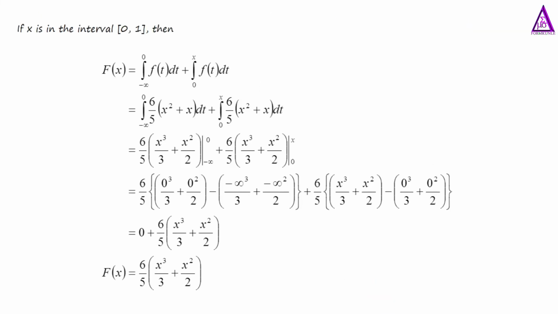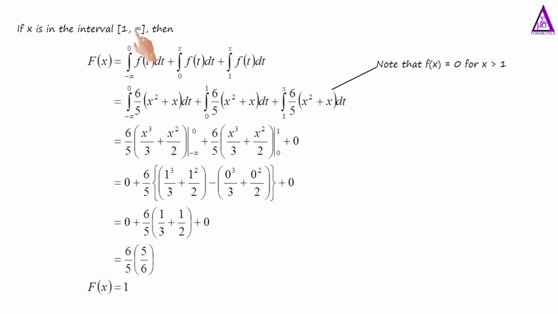To calculate for when x is in the range of 0 to 1, we write our formula as this first equation. So we put our probability density function into the appropriate place. We obtain this. And when we integrate, we obtain equation 3. After that, we put our limit into equation 3, and we obtain equation 4. And when we do the calculation, we see that our F of x equals 6 over 5 into bracket s raised to the power 3 divided by 3 plus s raised to the power 2 divided by 2.